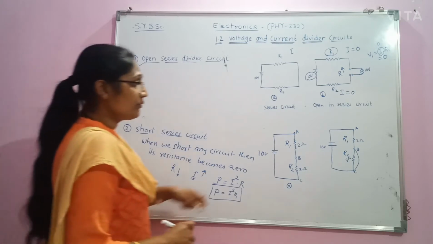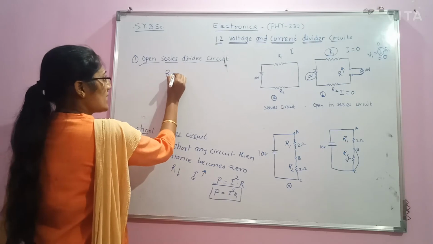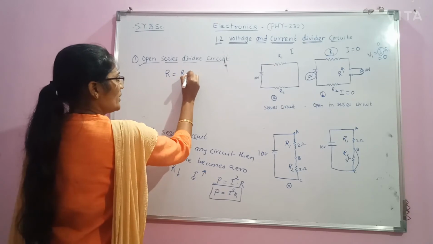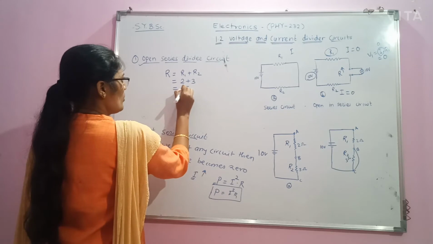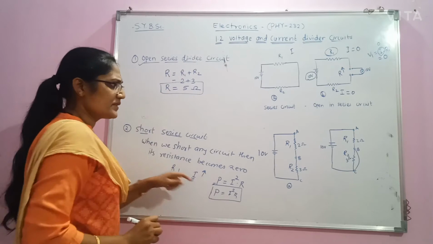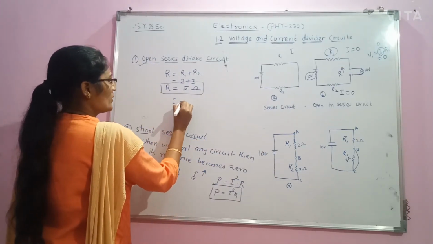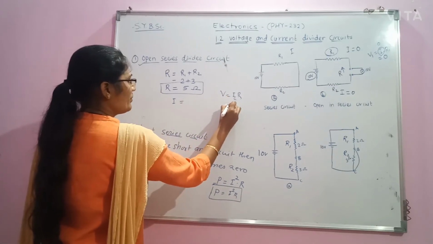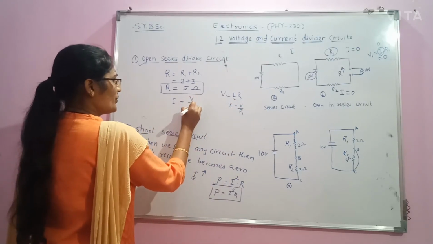So, if we calculate the total resistance of the circuit, that is R is equal to R1 plus R2 is equal to 2 plus 3 is equal to 5 ohm. 5 ohm is the total resistance of the circuit, and hence the current flowing through the circuit: V is equal to IR. Current is equal to V by R.